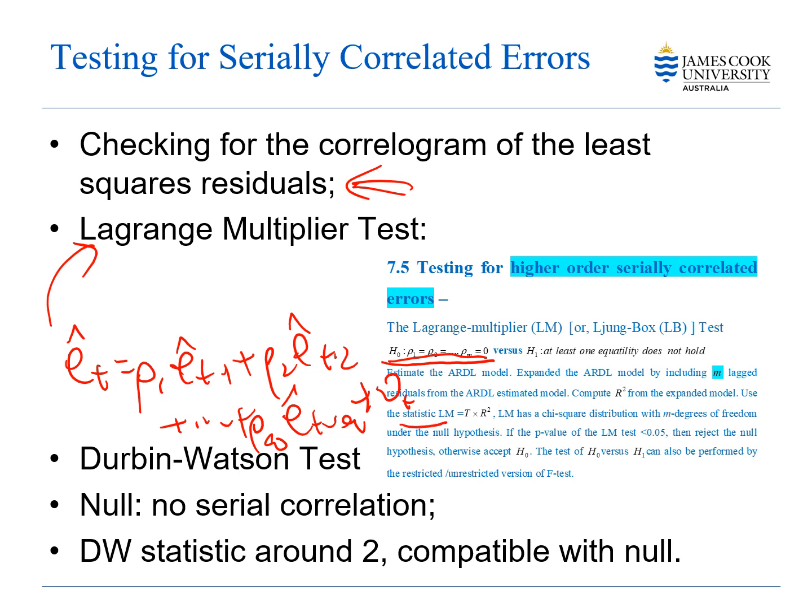So we run the regression and conduct a joint hypothesis test using the test statistic T times R squared of this auxiliary regression. The R squared comes from this auxiliary regression, and the statistic has a chi-square distribution with m degrees of freedom. So we can do this Lagrange multiplier test. We can also use the very classical Durbin-Watson test. The null hypothesis is no serial correlation. So if the computed DW statistic is around 2, then it is compatible with the null.